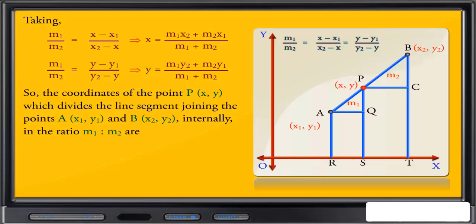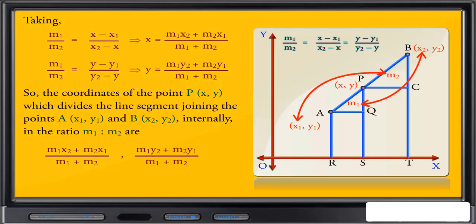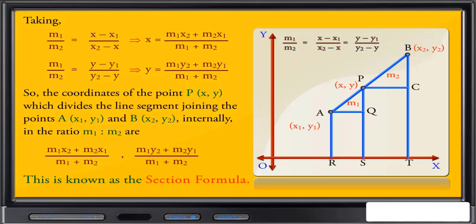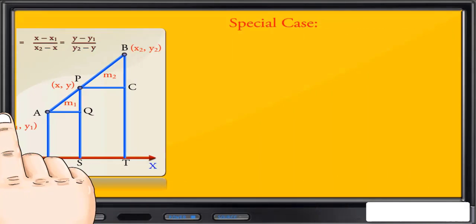So the coordinates of the point P(x, y), which divides the line segment joining the points A(x1, y1) and B(x2, y2) internally in the ratio m1 is to m2, are (m1 into x2 plus m2 into x1 upon m1 plus m2, m1 into y2 plus m2 into y1 upon m1 plus m2). This is known as the section formula. Now let us discuss some special cases.